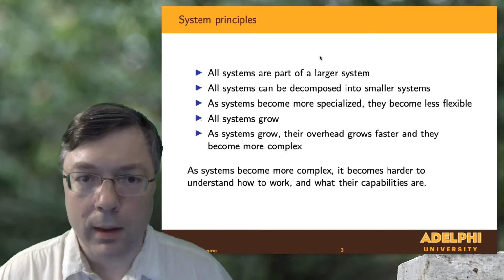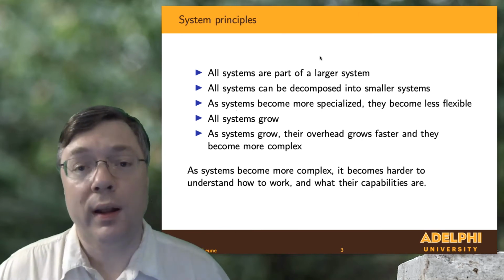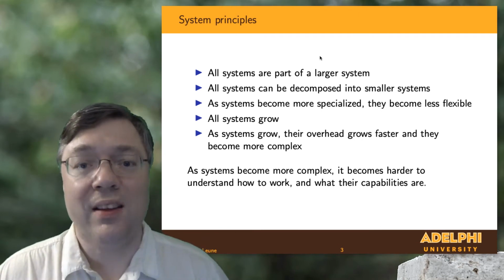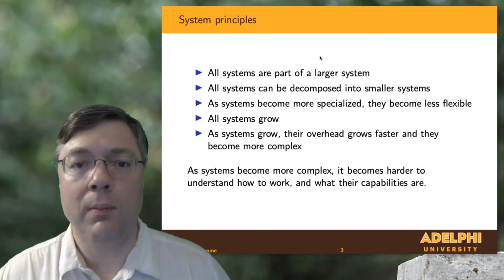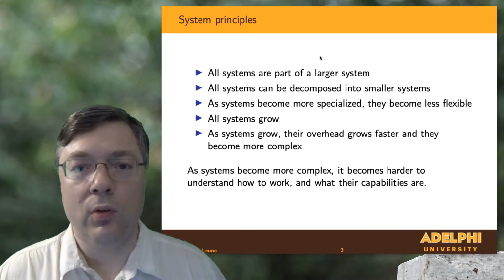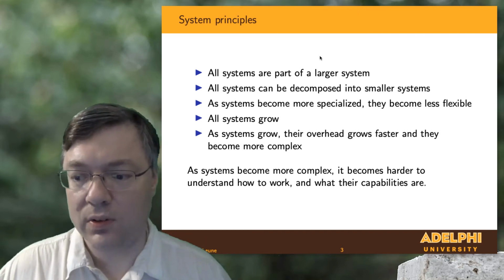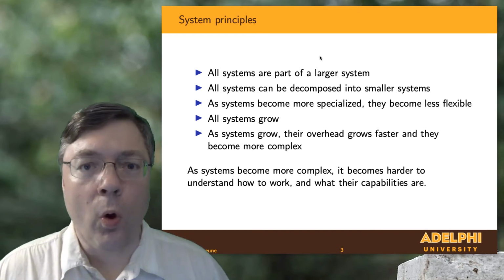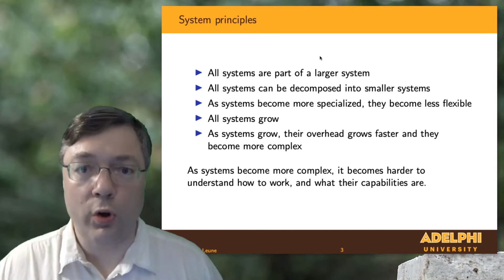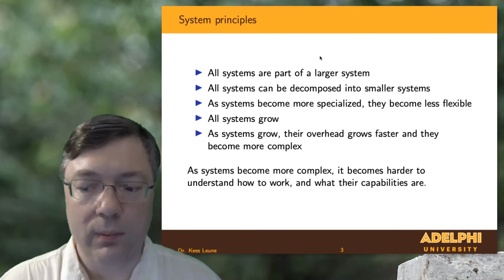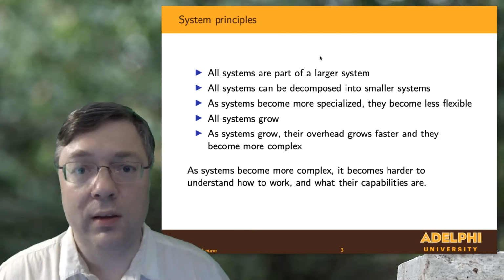And as these systems grow, it typically means that the overhead imposed by those systems grows faster than the system itself. Now, when a system grows and starts doing more, maybe you need more power to run it, you need more people to operate it, and all of that typically grows faster than the system itself. So all of these things taken into account, it basically means that as our systems grow, they become more complex. And as they become more complex, they become harder to understand and harder to control.